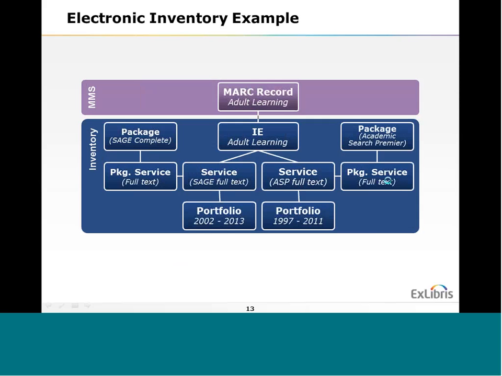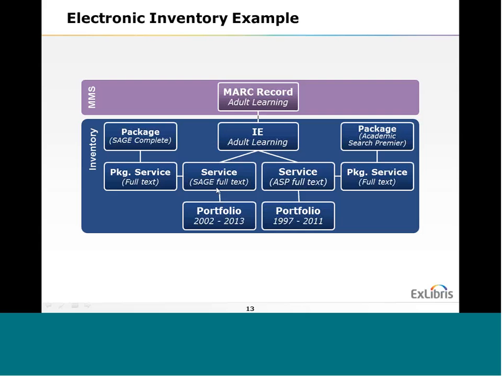Just to get a little bit more concrete, let's say we've acquired the electronic title Adult Learning. And so we see the MARC record for that. The title is available through two packages, Sage Complete and Academic Search Premier. And what this data model looks like is that the MARC record representing the title hooks to an intellectual entity behind the scenes, and that connects us to a service. We have the Sage full text service and the Academic Search Premier full text service. So this means that we have full text access to this title, Adult Learning.